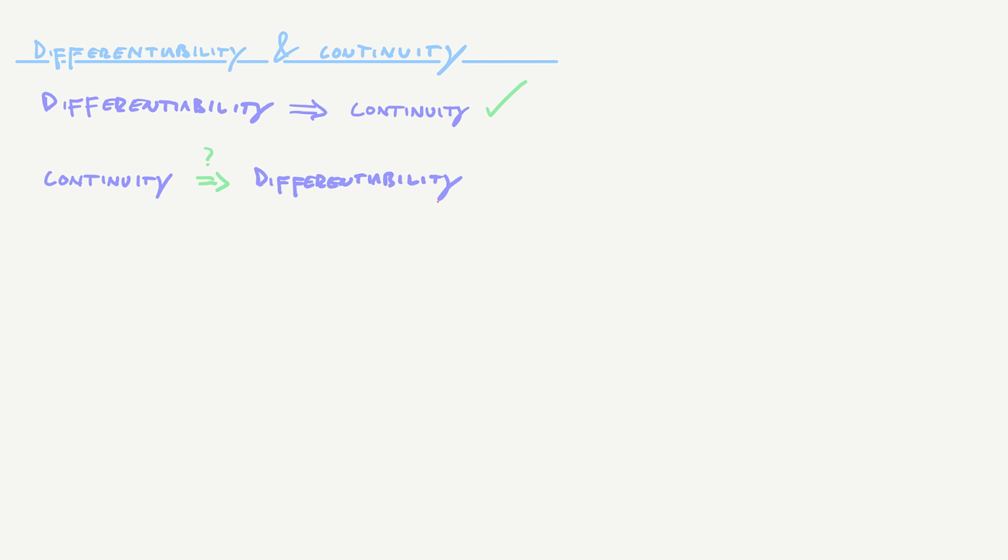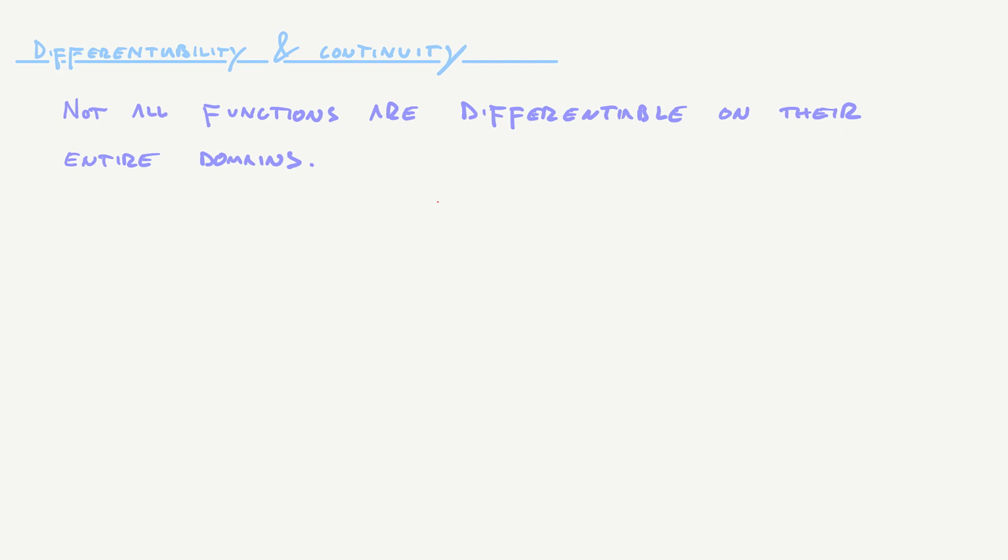Does continuity imply differentiability, right? If a function is continuous at a point a, is it also differentiable at a point a? No, it's not. What is true is that not all functions are differentiable on their entire domains, which I guess another way that I could say that is not all functions are differentiable where they are continuous, right? We know that all the basic trig functions and basic precalc functions are continuous on their entire domains. So another way that we could think about this is no, not all functions are differentiable where they are continuous.